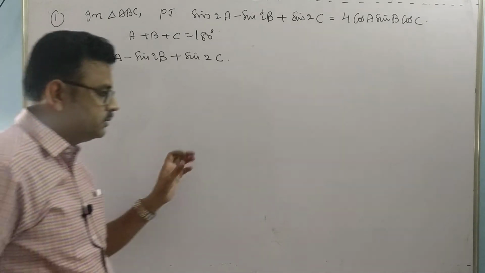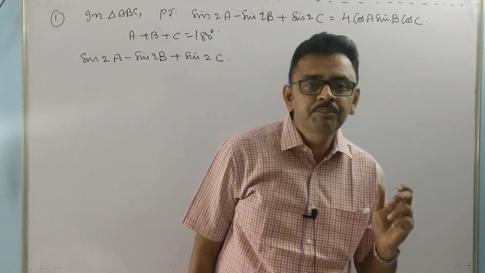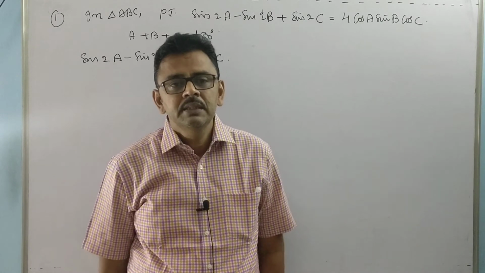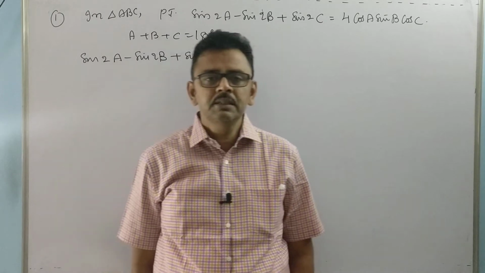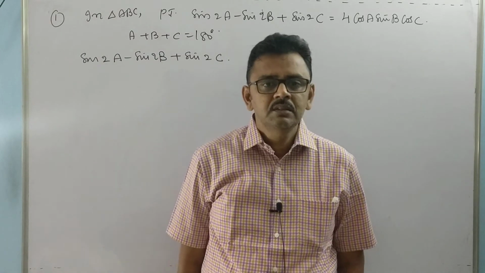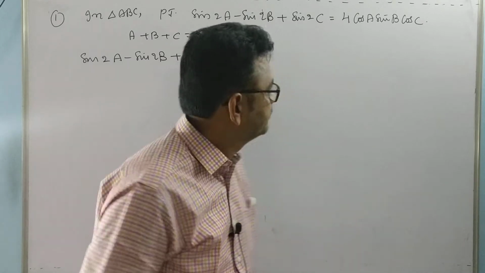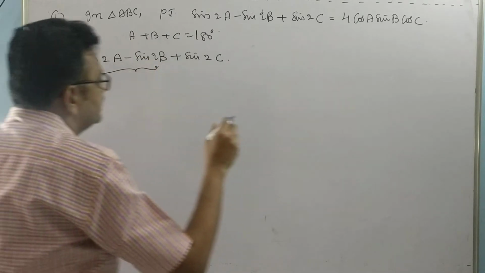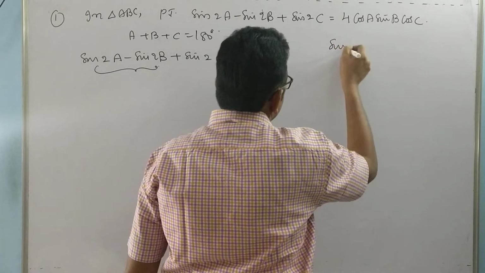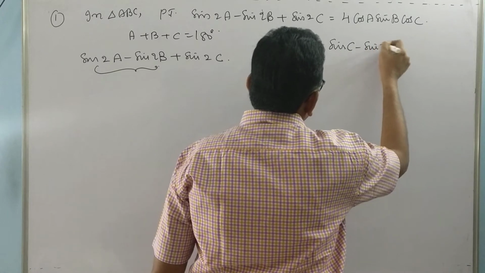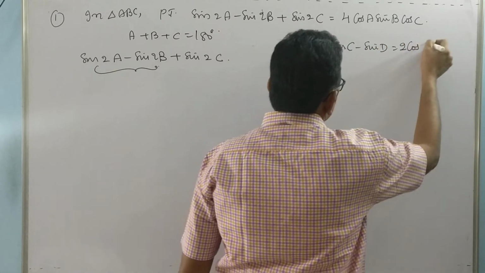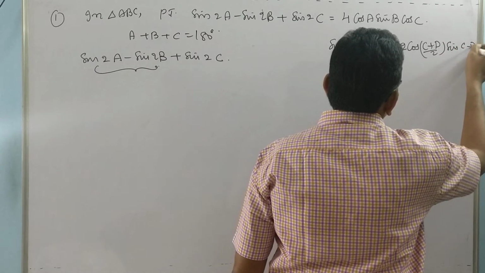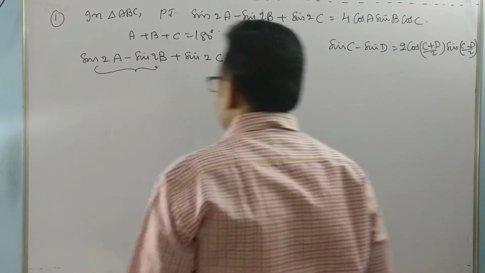Now, what I told you previously, this chapter completely depends on only these four formulas: sin C plus sin D, sin C minus sin D, cos C plus cos D, and cos C minus cos D only. Now, this is sin C minus sin D. The formula is sin C minus sin D is equal to 2 cos of (C plus D) by 2 into sin of (C minus D) by 2.